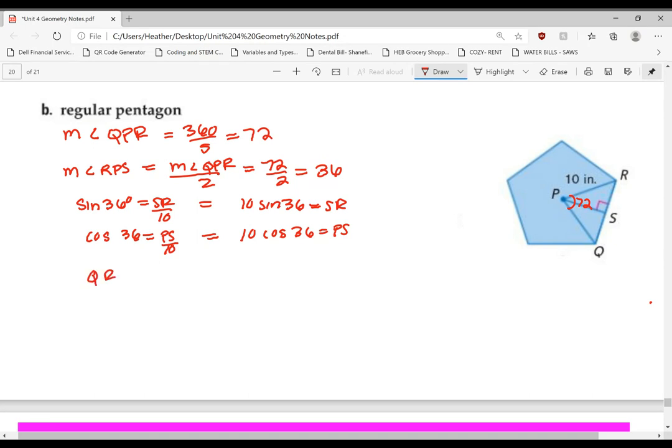QR is equal to 2SR, or 2 times 10 sine of 36 degrees. So the pentagon's perimeter is going to be 5 times that, 5 times this right here, which is 10 times 10 sine 36. The length of the apothem PS is 10 cosine 36, which we already have up here.